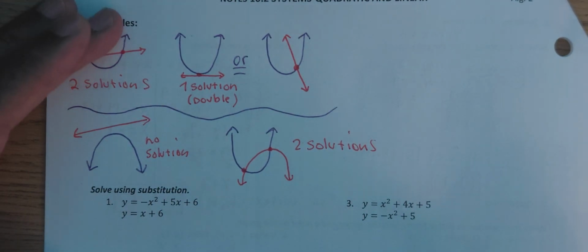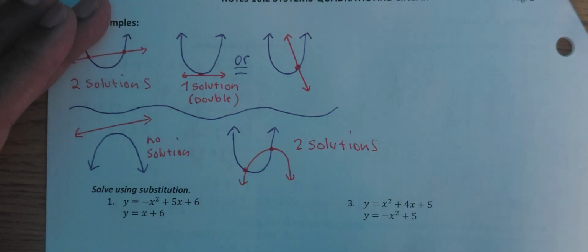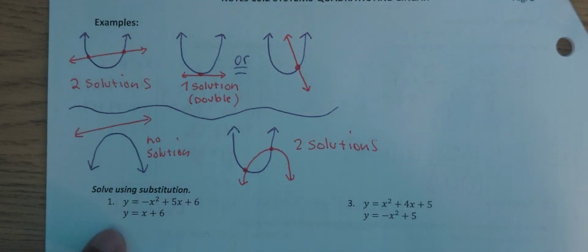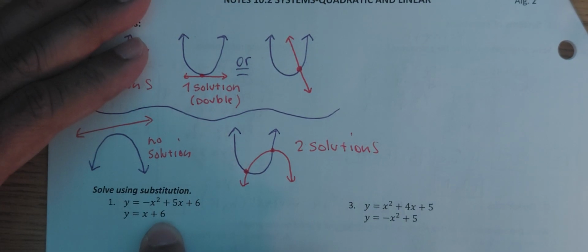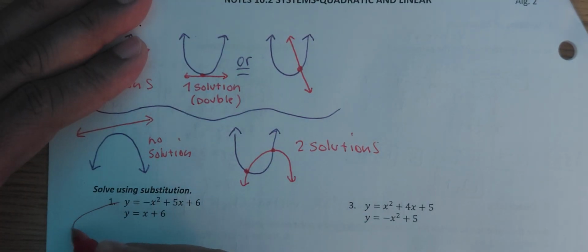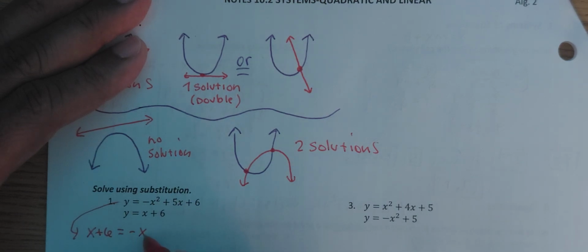All right, so for this part, it says solve using substitution. So what I am going to do is, I see that y is isolated on this side, right? So you have y equals x plus 6. I'm going to go to the first equation and replace that y with x plus 6, which is what substitution means. And that equals negative x squared plus 5x plus 6.